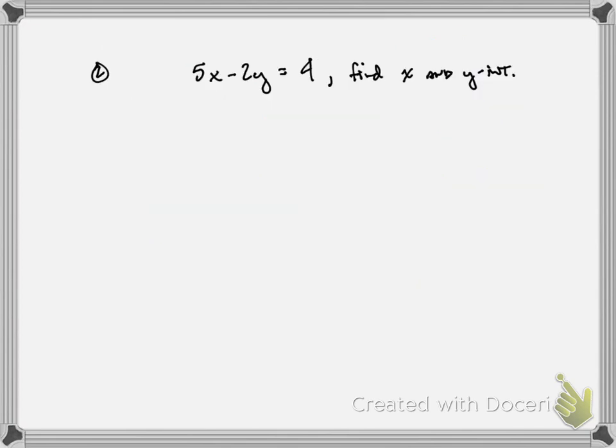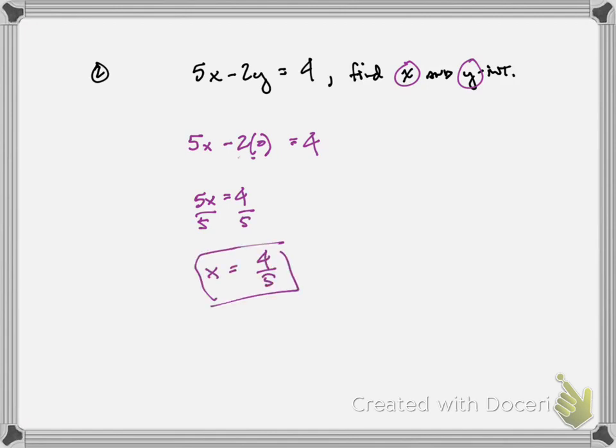Next example, again, find the x and y intercepts. Well, if I want to find the x-intercept, I have to put 0 in for y. So let's start there. 5x minus 2 times 0 is equal to 4. Well, 2 times 0 is 0. 5x is equal to 4. Divide both sides by 5. X is 4/5.